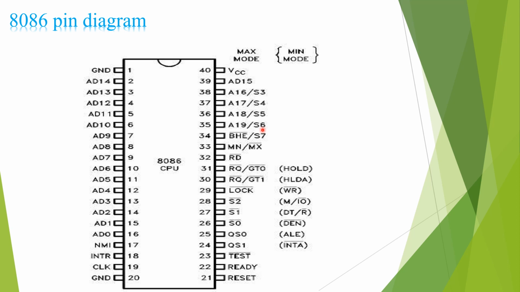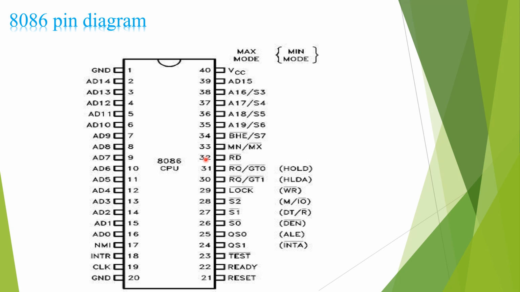After that, BHE. Here BHE, pin number 34, BHE S7. BHE stands for bus high enable. It is available at pin number 34 and is used to indicate the transfer of data using data bus D8 to D15. This signal is low during the first clock cycle and after that it will be active. After that, pin number 32. Pin number 32 is for the read purpose. It is used for the read operation.